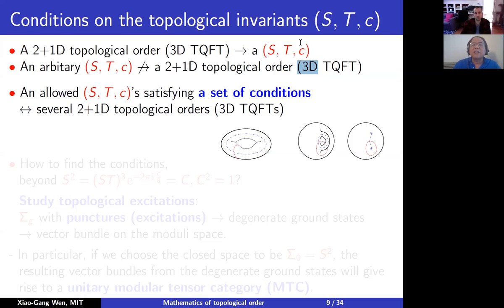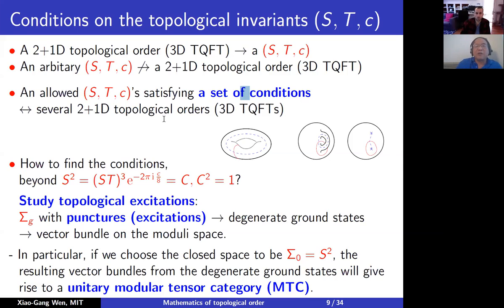And there's another thing: if you have an arbitrary S and T from a representation of a moduli group, then this ST may not correspond to any topological order. So only some special representations of a moduli group correspond to topological order. So there's a question: which representations of the moduli group correspond to topological order, and which do not? Those are open questions, we don't know, okay. And if you can find all the conditions, then we have a classification, but we don't know.